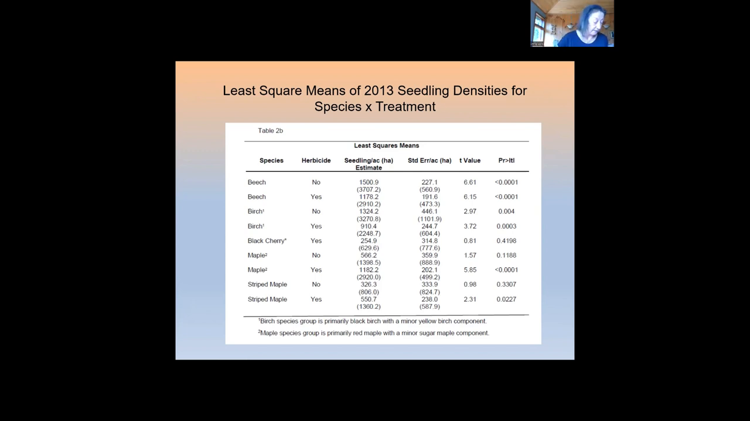So the takeaway from this slide is that the predicted probabilities of black cherry on herbicide plots and maple and striped maple on no herbicide plots were not significantly different among the three stands. So cherry responded similarly to herbicide for all three stands, and striped maple and mostly red maple didn't change from the harvest.